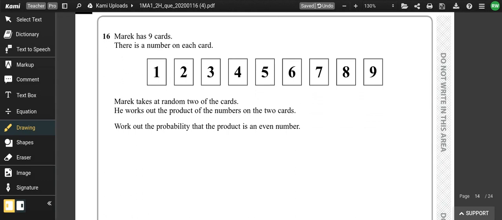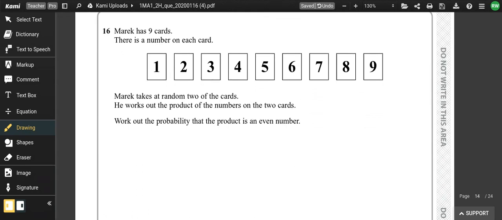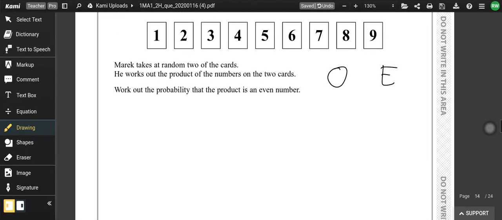Marek has 9 cards. There is a number on each card. Work out the product of the numbers, and work out the probability that the product is an even number. Now, if you try to do all of the different possible ways of doing this, you'll be here all day. It's best to break this down into odds and evens. Don't worry about what the numbers are.